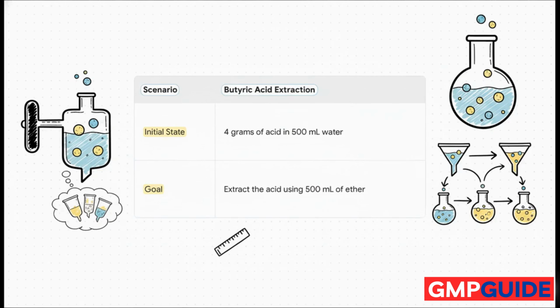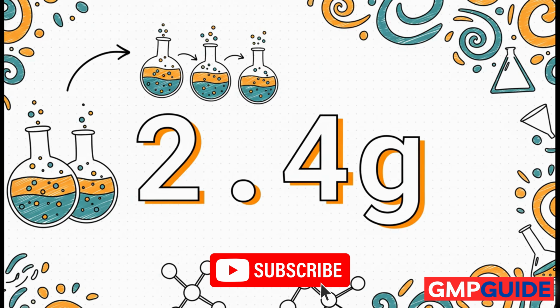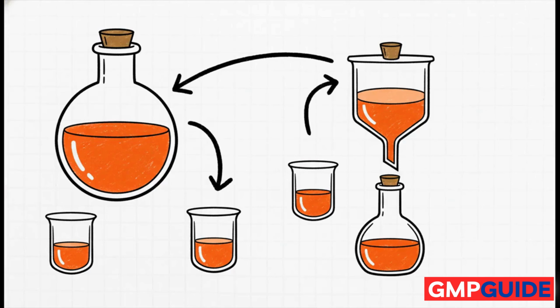Okay, here's our challenge. Get 4 grams of butyric acid out of 500 milliliters of water. First up, we're going to use all our extracting solvent in just one single go. And the result? We get 2.4 grams of the acid. Not bad, right? Okay, method 2.